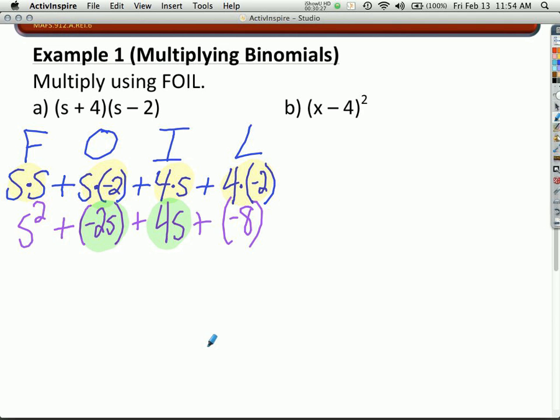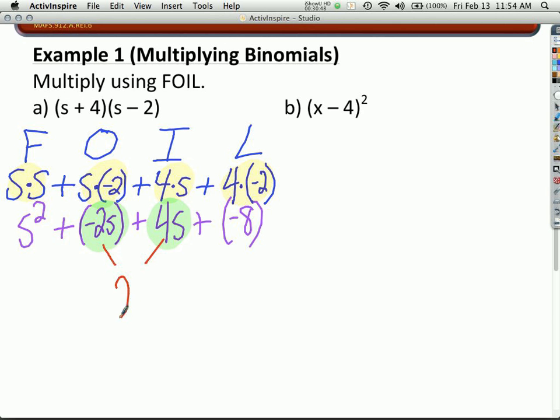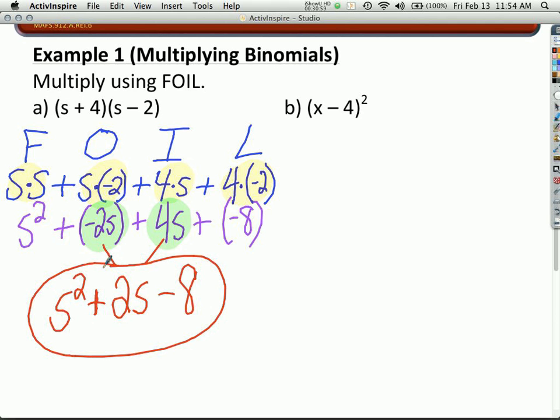What can you do with those? What is that called? Tatiana? Very good. So Shannon, what can we do with them? Very good. What will we get? 2s. We get 2s. These are like terms. Combined together, you get 2s. This is still here. We got s squared plus 2s minus 8. And so we just did FOIL, and we just multiplied a binomial times a binomial.